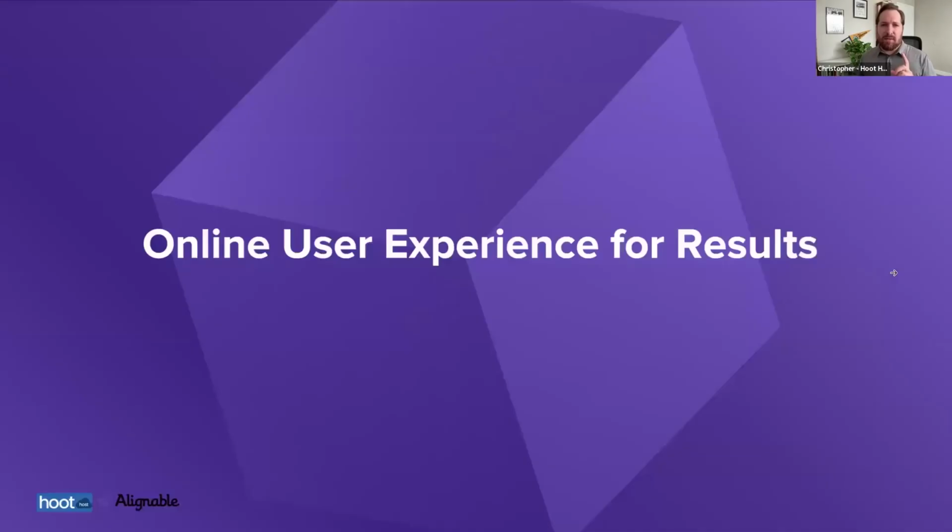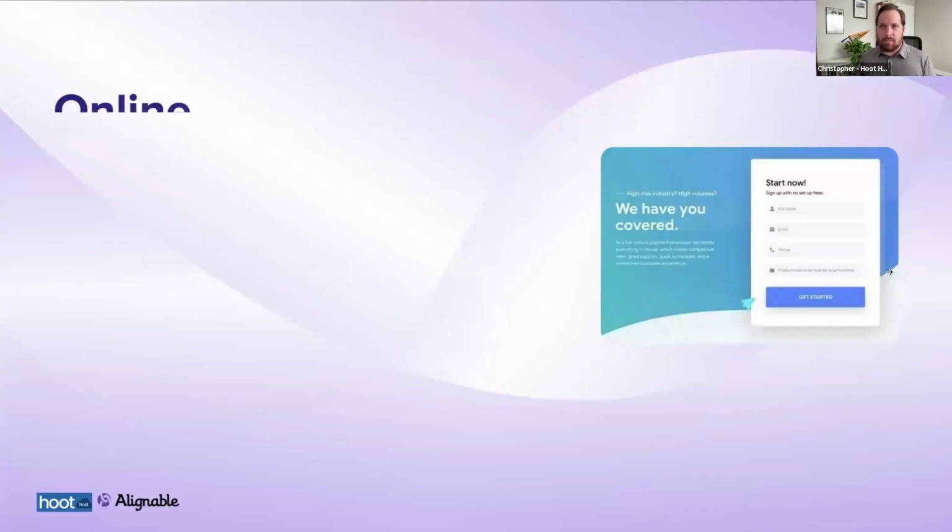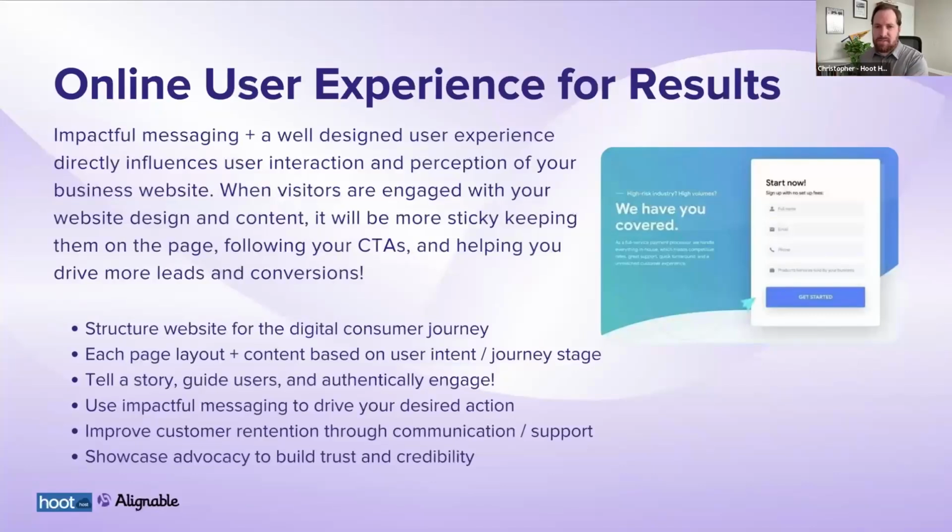So let's also talk about the results factor here, because this is the one that, it's what we're all after, especially with a business website, right? So, online user experience for results. This one is a lot to dig into, because impactful messaging and a well-designed user experience is going to directly influence user interactions and also just their perception of your business. So, what does that mean?